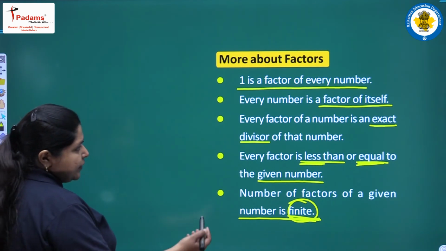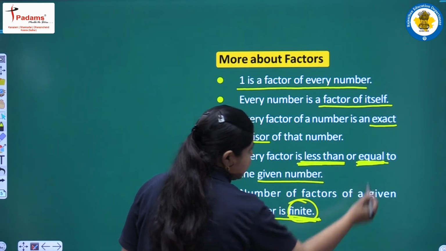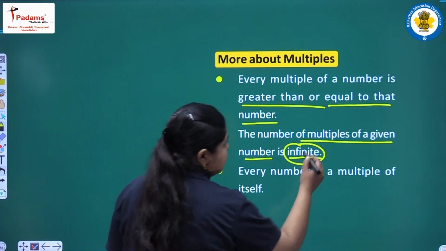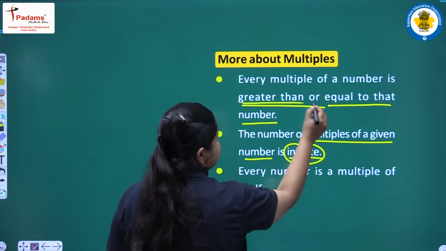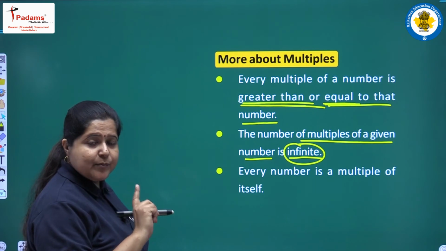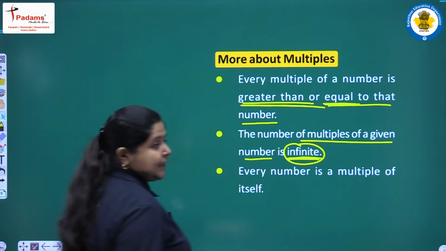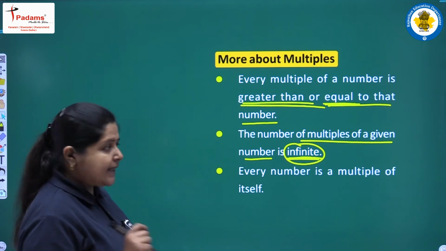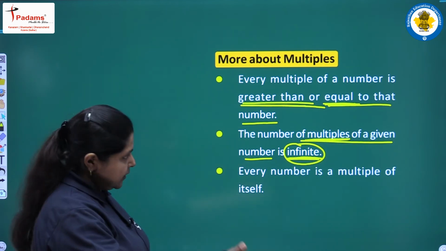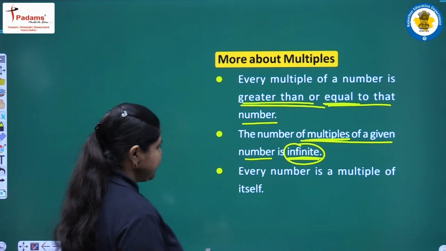And also just have a look, the factors were less than the given number or equal to it, whereas the multiples are greater than the given number and or equal to it. So, this is again a difference between factors and multiples, and the second difference is the number of factors is finite, whereas the number of multiples is infinite. They move on and on and on. You can take any case. As we will be taking the examples, it will be much more clear to you.